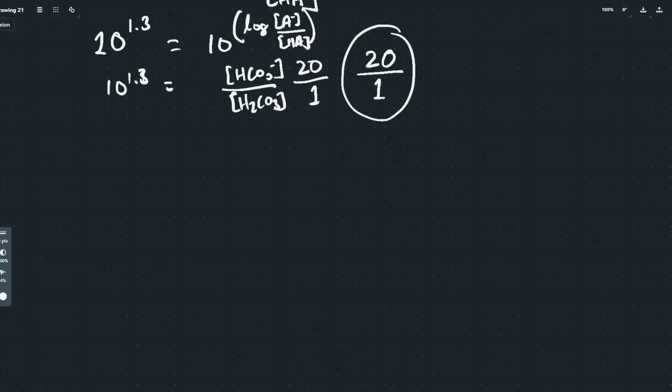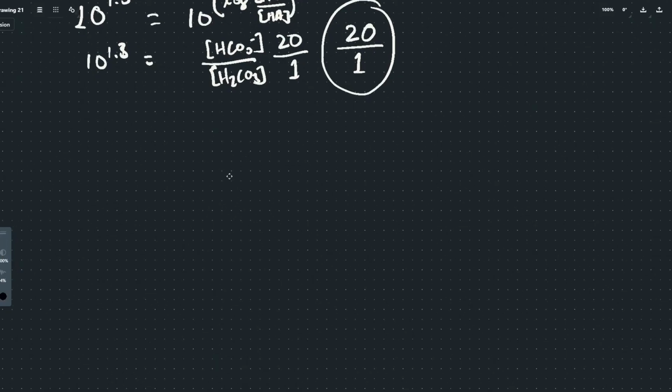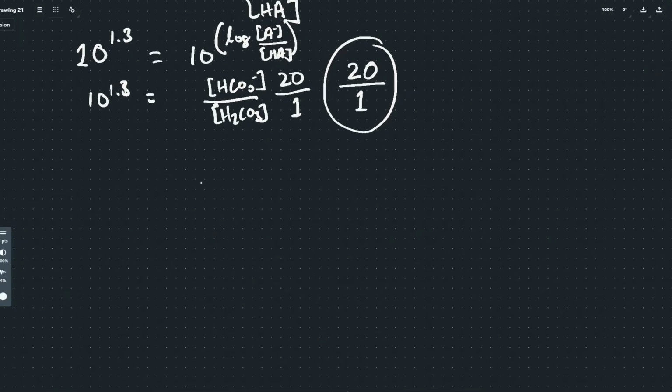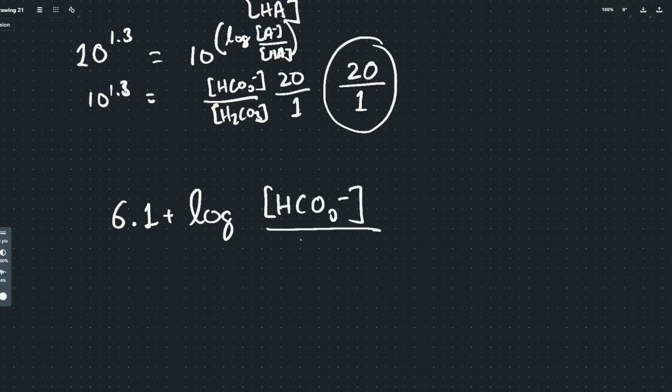Now, besides this bicarbonate buffer system, which is the most important buffer system, we have other buffer systems as well in our body, but before that, let me tell you something interesting. So for this buffer system, we have HCO3. Let's write its Henderson Hasselbalch equation again. 6.1 plus log HCO3 negative over H2CO3.